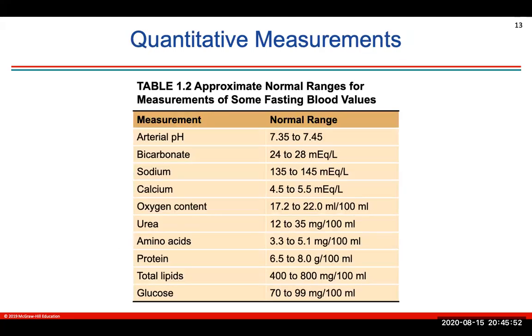So this is just a table of examples of normal range of values in your blood pH, bicarbonate levels, and it goes through urea levels, amino acids, protein, and glucose levels, which is a big one if you're a diabetic. So these are just normal range of values for measurements of someone fasting. That's pretty normal, to be fasting when you take a blood sample.